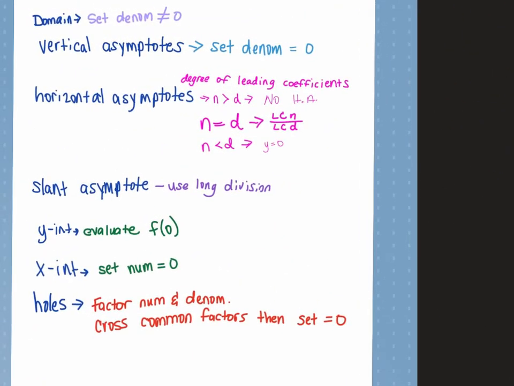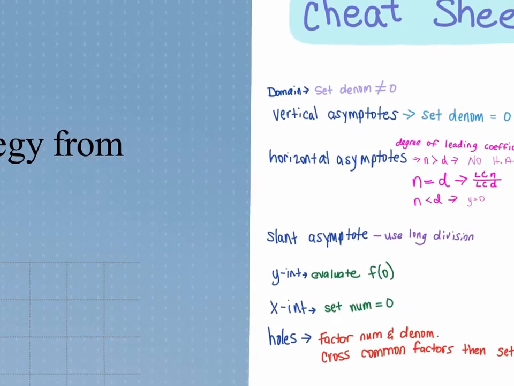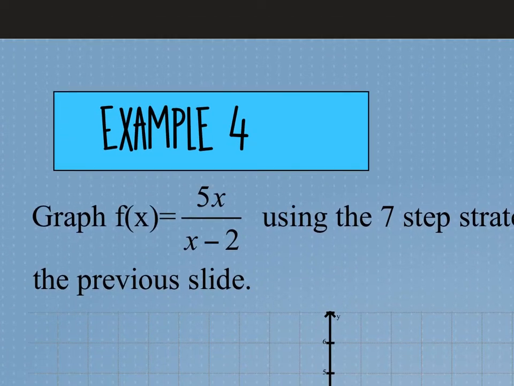Horizontal asymptote. What do we do? How do we find the horizontal asymptote? What's the trick? What do we look at? The highest degree. Look at your degrees. What's the degree of the numerator? 1. What's the degree of the denominator? 1. They're both x to the first power.